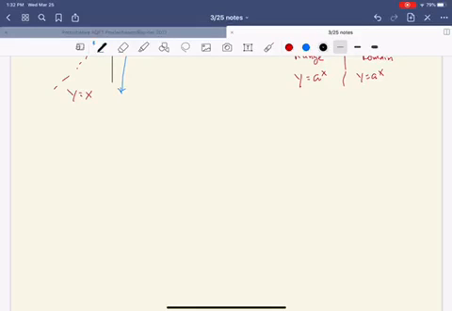Let's take y equals log base 4 of x plus 1. We're going to find the domain, vertical asymptotes, and graph.